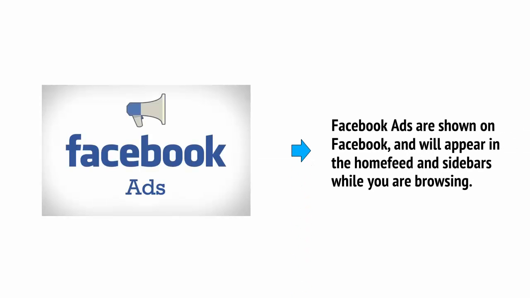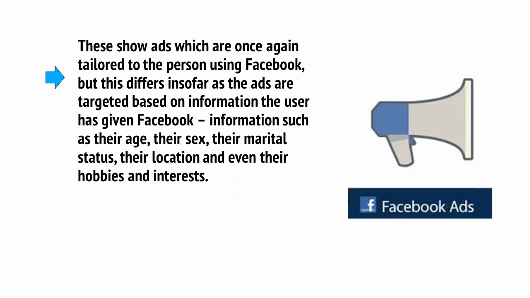Rounding out the holy trinity of PPC networks is Facebook ads. Facebook ads are similar to Google AdWords or Bing ads in terms of being PPC, but the difference is in where the ads are shown and how they're targeted. As you might have guessed, Facebook ads are shown on Facebook and will appear in the home feed and sidebars while you're browsing. These show ads which are once again tailored to the person using Facebook. But this differs insofar as the ads are targeted based on information the user has given Facebook. Information such as their age, their sex, their marital status, their location, and even their hobbies and interests.